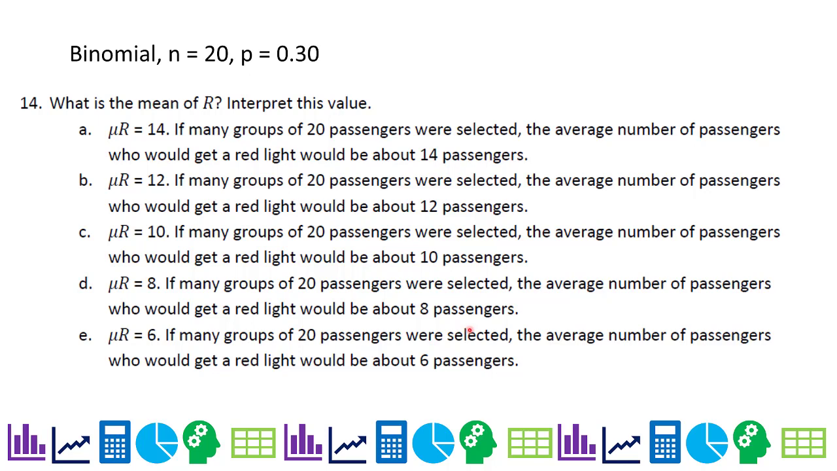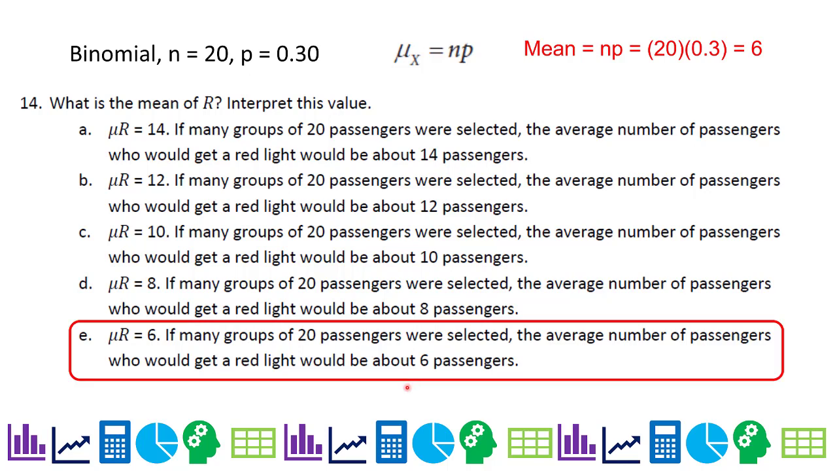What is the mean of R? If you look at your math chart under binomial, you'll see this formula. I just take N times P, and it's 6. So my mean is 6. If many groups of 20 passengers were selected, notice that N is part of the interpretation, the average number of passengers who would get a red light would be about 6 passengers. There you go.